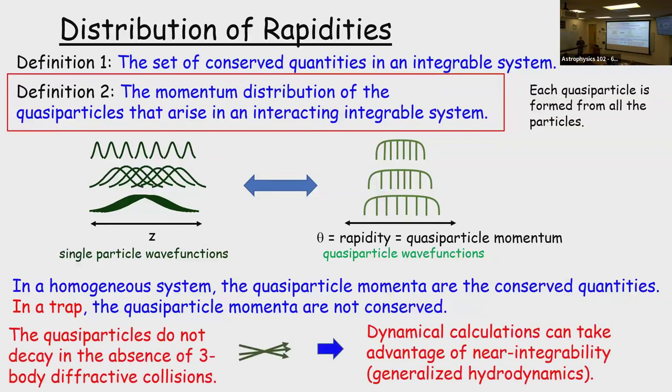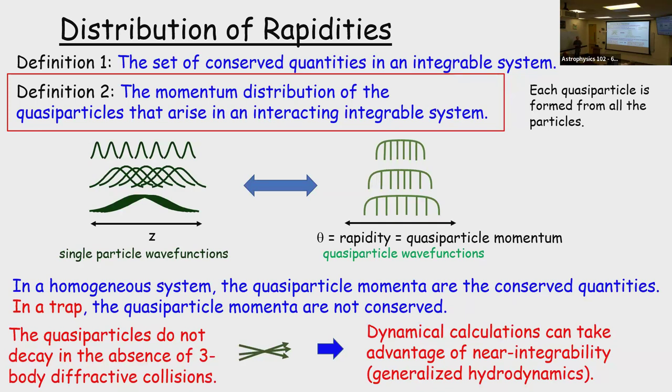Good. Yeah. Sort of maybe naive question. What's the definition of a quasi particle when it's no longer integrable? So, I know what the quasi particle is when it's in the Lieb-Liniger integrable model. Right. Then yeah. So, what's the quasi particle?